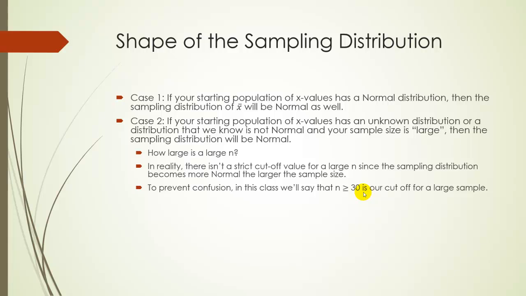So in reality, the idea is that the larger your sample size, the more normal that sampling distribution of x bars becomes. So in other words, a sample size of even 10 might look fairly normal.